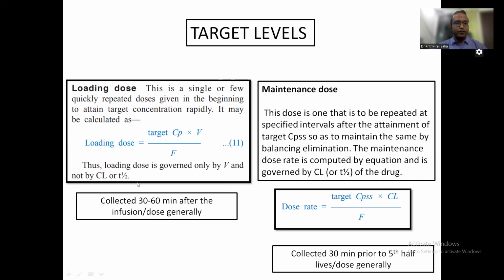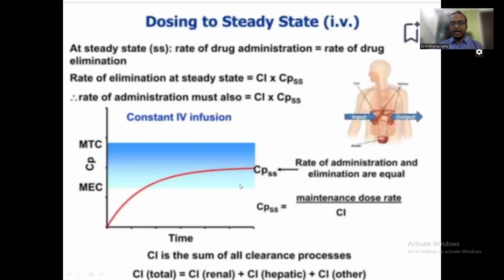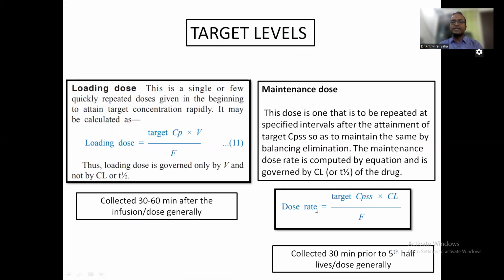The peak concentration, if you are asked in the exam, is collected 30 minutes after the infusion. As you give the infusion, the concentration peaks. So just after the infusion, after 30 minutes, you collect the peak concentration. But for the trough concentration, you have to wait 4 to 5 half-lives. We have already read that for the steady state concentration, you have to wait 4 to 5 half-lives. So it is collected 30 minutes prior to the 5th half-life.